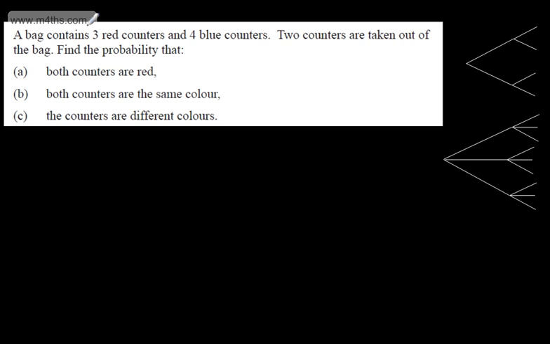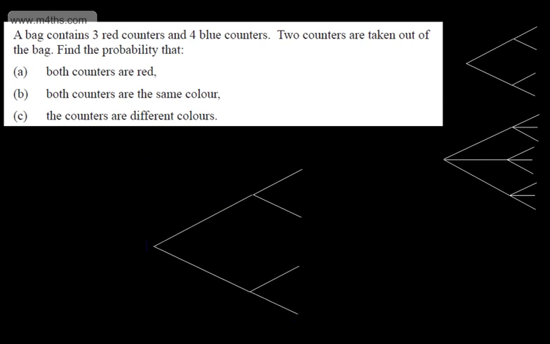A bag contains 3 red counters and 4 blue counters. 2 counters are taken out of the bag. Find the probability that A, both counters are red, B, both counters are the same colour, C, the counters are different colours. We could use a tree diagram or we could use a sample space. I'm going to look at both and you can choose from there.